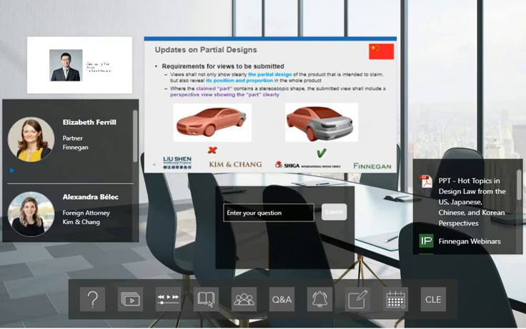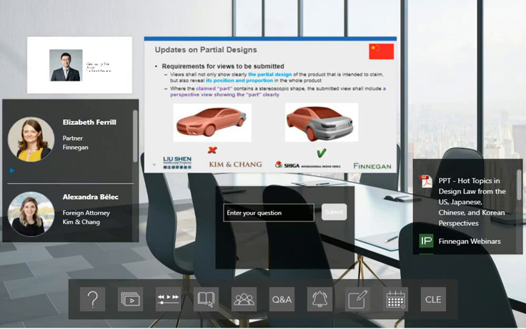And we can see here are some views and requirements of the views to be submitted. The views shall not only show clearly the partial design of the product that is intended to be claimed, but also reveal its position and proportion in the whole product. So we can see why I call the attitude conservative: there's really a partial design, but such partial design should be associated or combined with the whole product to be shown to the public.